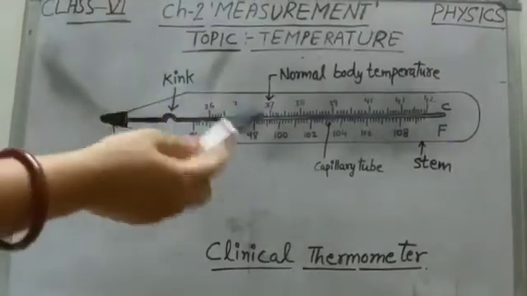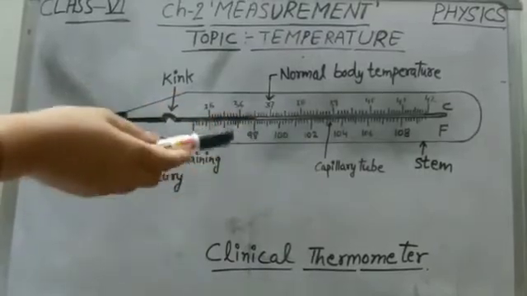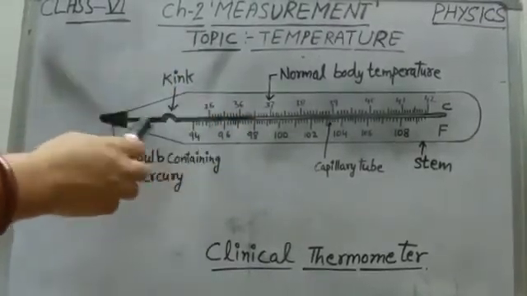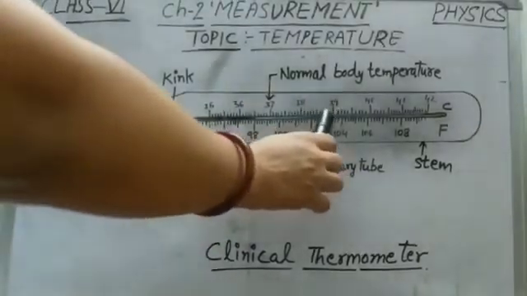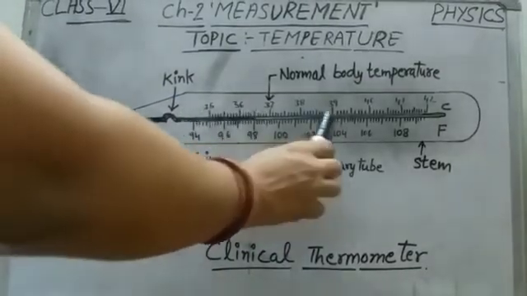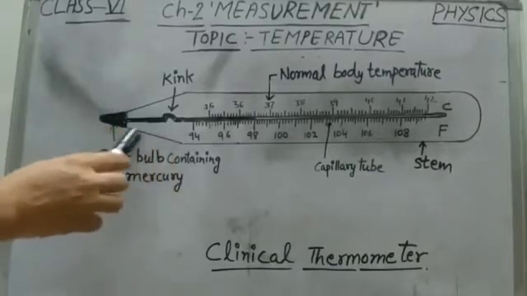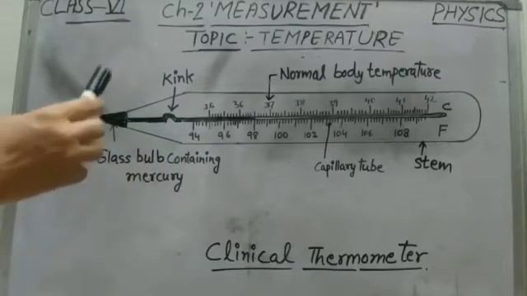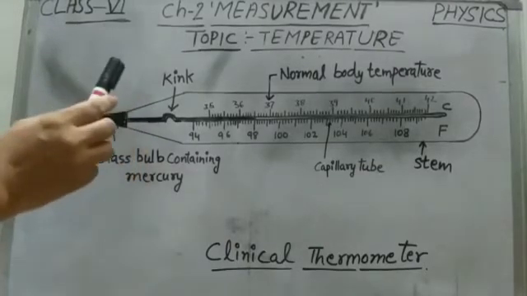Now we will talk about the clinical thermometer. This is the figure of a clinical thermometer. A clinical thermometer consists of a long glass tube having a thin and uniform bore. There is a glass bulb at one end of the glass tube. This glass bulb contains mercury.